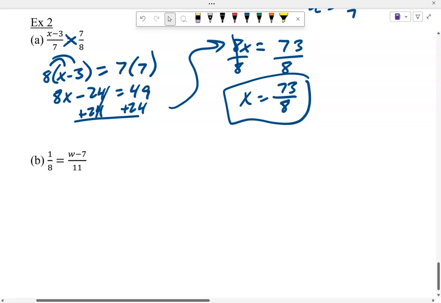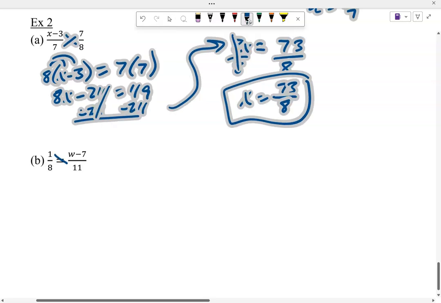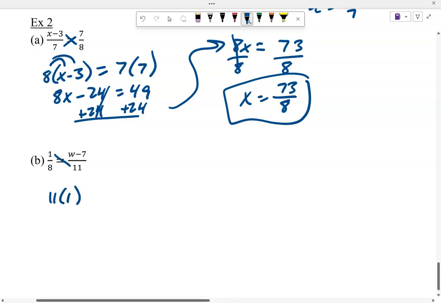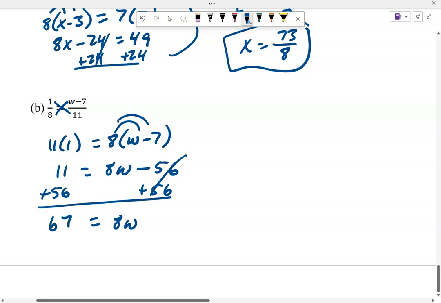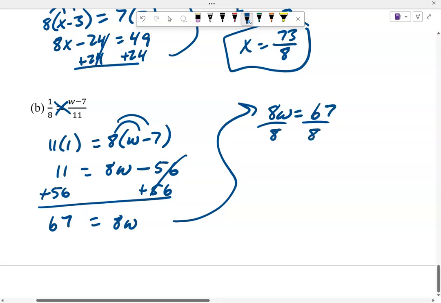Let's do one more with cross multiplication. I have 11 times 1 equals 8 times that quantity, W minus 7. We'll go ahead and distribute that. And then we'll solve for W. So we'll add 56 to this side. And then we'll divide by 8. 8W equals 67, divide by 8. And that's called cross multiplication.